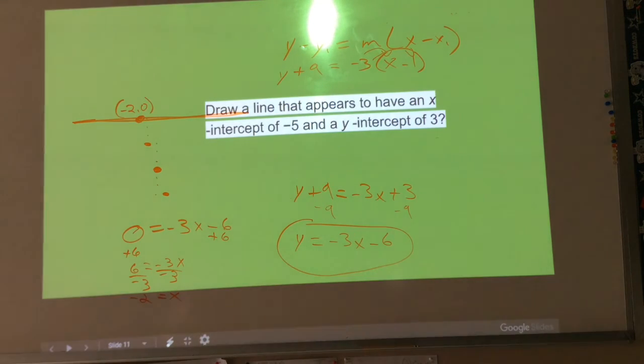Okay, so this one says draw a line that appears to have an x-intercept of -5 and a y-intercept of 3. If I gave you a graph, could you draw that line? Yes. Okay? We all understand the difference between x and y-intercept. Okay, good.